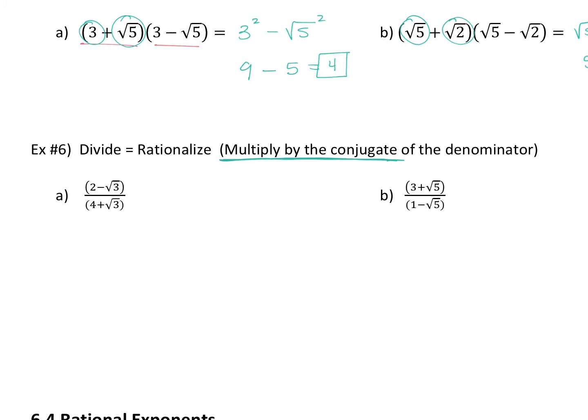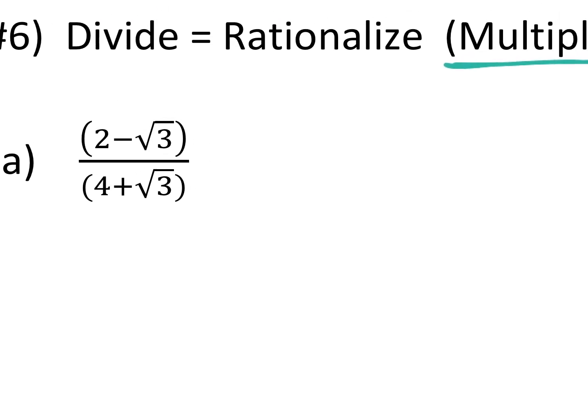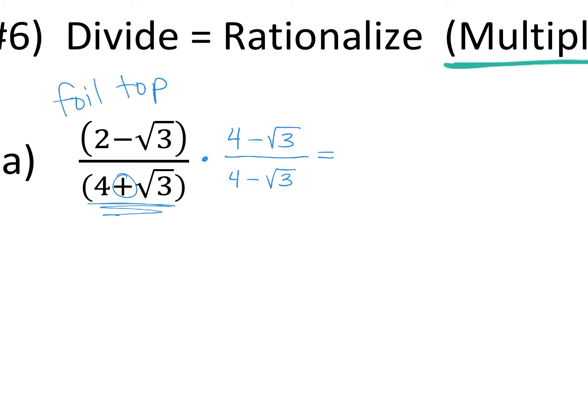So just like we rationalized before, here's what it's going to look like. You're going to multiply by 4 minus rad 3 over 4 minus rad 3. Okay, so take the conjugate of this, meaning just change the sign in the middle. Multiply by that over itself, because we want to multiply by 1, right? So we're not changing our value. And now all you do is you're going to FOIL the top, not the bottom, the top, and you're going to do the shortcut on the bottom. Okay, let me show you.